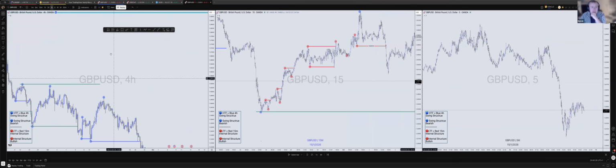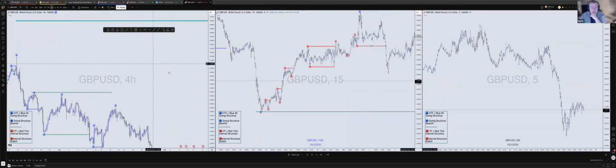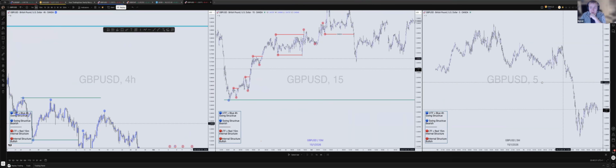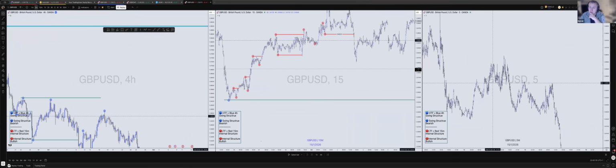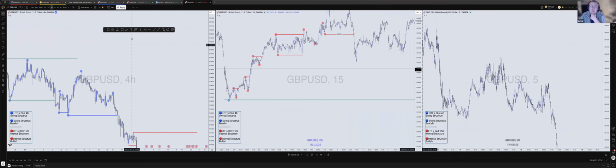So this is the 15-minute or the 4-hour time frame. This is the 15-minute. This is the 5-minute. And then you can keep an eye on what is going on in different time frames. Even easier.